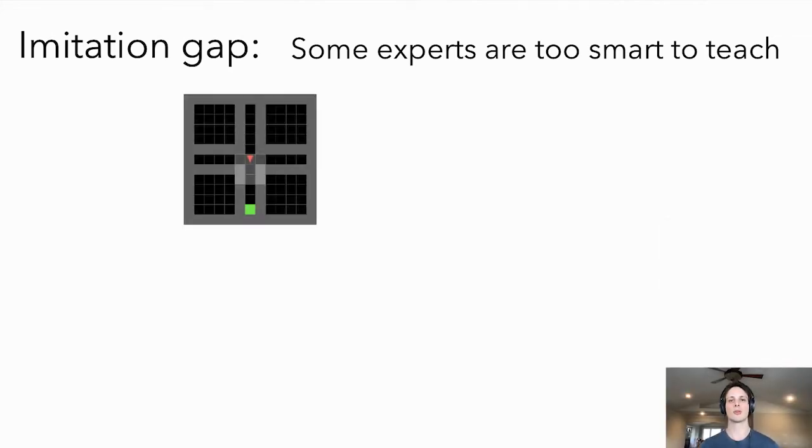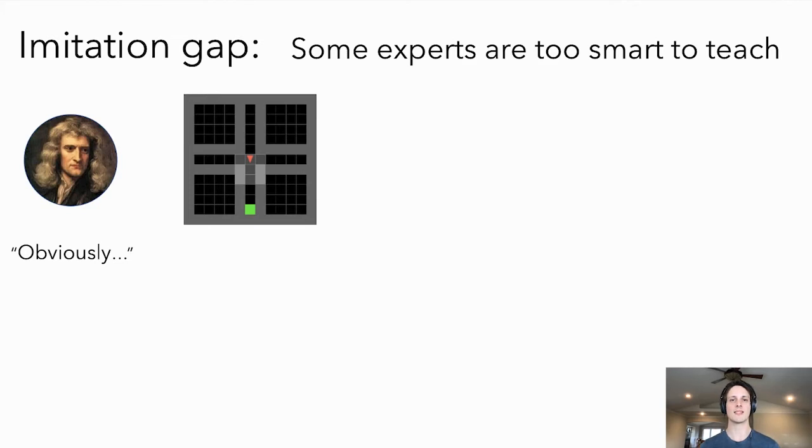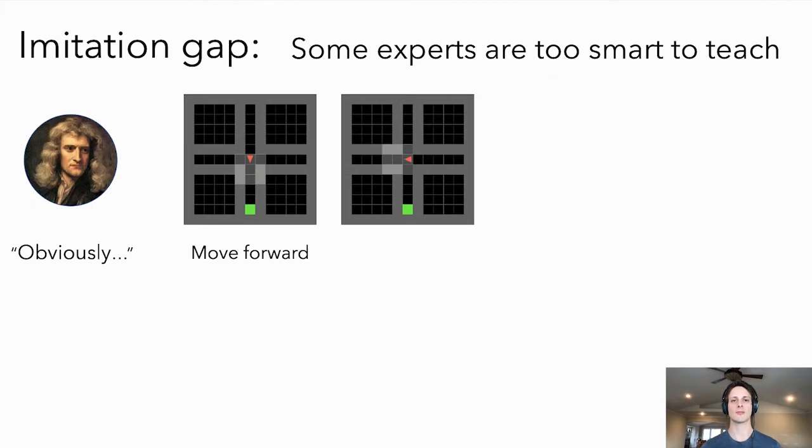Consider this simple grid world set in the mini-grid environment. The red triangular agent must navigate its way to the green goal. A well-meaning expert sees this environment state and says, obviously, move forward. But this starting position of the agent is only one of many. For instance, the agent could be facing the left. Here the expert says, obviously turn to your left.